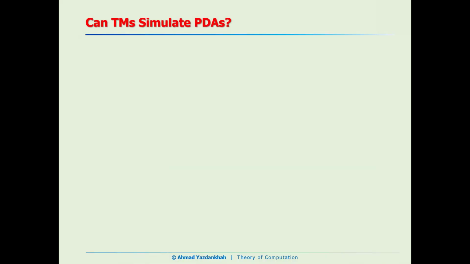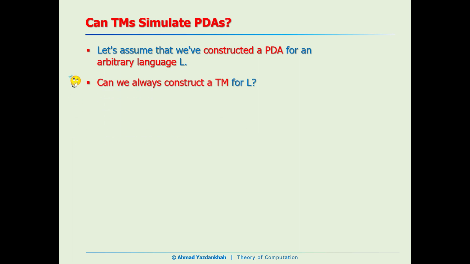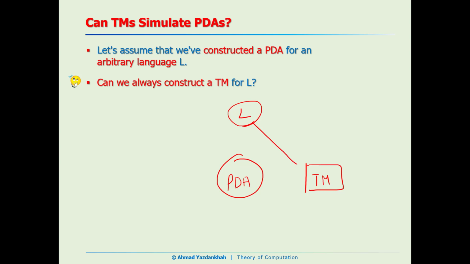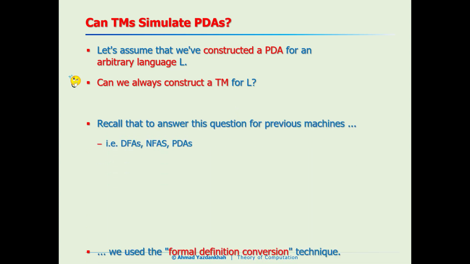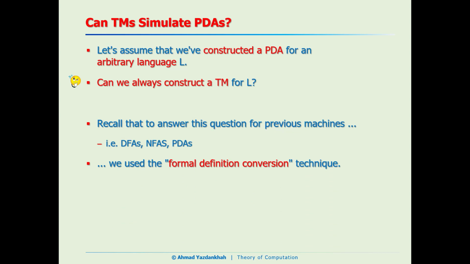So let's start with the first question. Can Turing machines simulate PDAs? Let's assume we construct a PDA for an arbitrary language like L. So we have a language L here, and we created the PDA for that. Is it always the case that we can create a Turing machine for the same language? If we say yes, then it means that whatever the PDAs can do, Turing machines can do as well. So how can we do that? So far, we had a technique that we could convert the formal definitions of one machine to another machine.